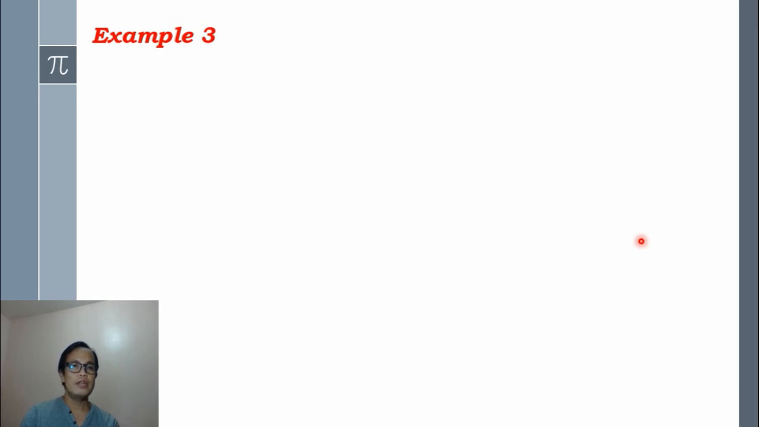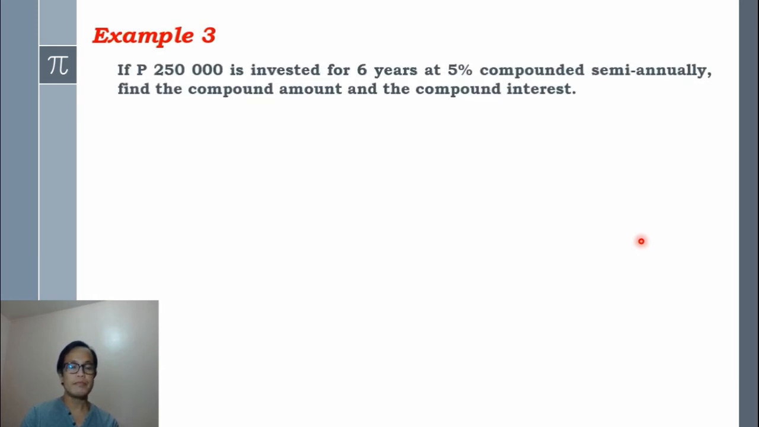Now let's proceed to the next example. Example number 3. If 250,000 pesos is invested for 6 years at 5% compounded semi-annually, this time compounded semi-annually, meaning this is now multiple compounding period, meaning the amount is compounded twice a year. You are told to find the compound amount and the compound interest. This time we have two unknowns, the compound amount and the compound interest. So there is no problem with the compound interest because this is just the future value minus the present value. So we need to solve first for the future value. So this time we are told to find the compound amount. When you say compound amount, this is just the same as the future value or the maturity value.